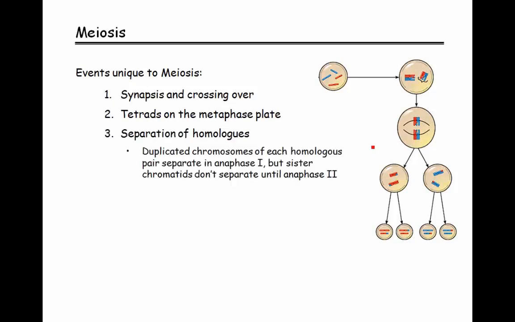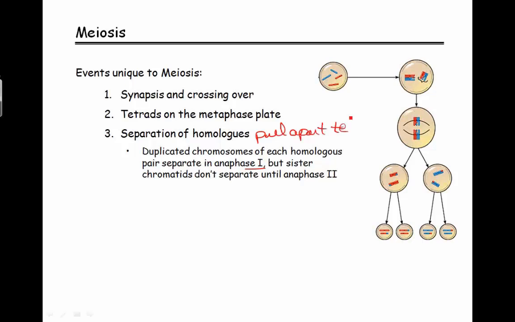The separation of the homologous chromosomes, or the homologs, is also unique to meiosis. This separation of the homologs is what enables the reduction in the number of sets of chromosomes. So this will enable us to go from diploid cells down to haploid cells. This will happen during anaphase 1. It basically occurs when we pull apart the tetrads.